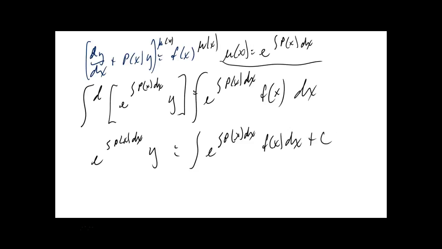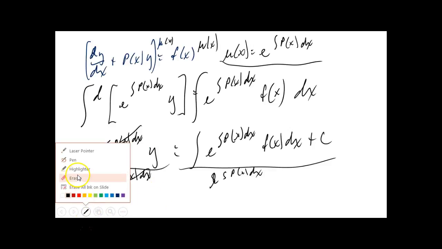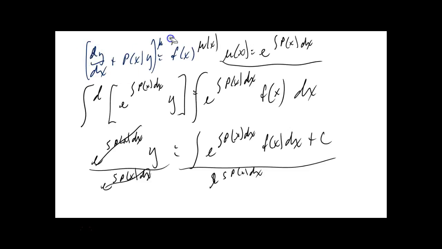Now what we're going to do is divide both sides of the equation by this, e to the integral p of x dx. It almost feels like we're running around in circles, but now we've got what the y is. So let me write that a little clearer. I just got to find the place to write it. I don't think it's going to let me erase that.